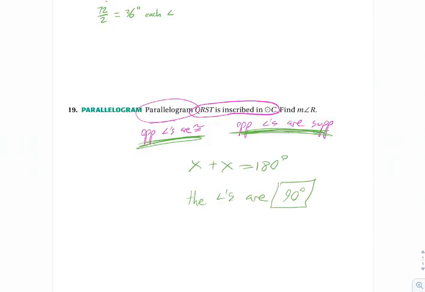So what shape is this? What we just figured out is that every single parallelogram that's inscribed in a circle must at least be a rectangle. This wasn't part of the question, but that's an interesting deduction. If you place a parallelogram in a circle, it must be a rectangle. Could be a square maybe, but at least it must be a rectangle.